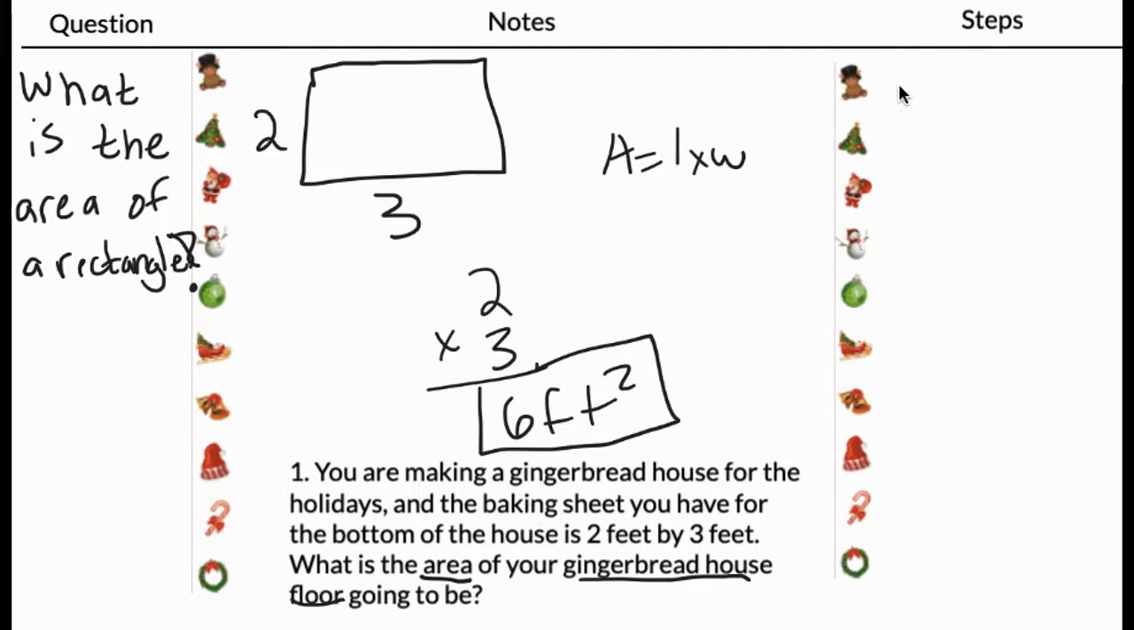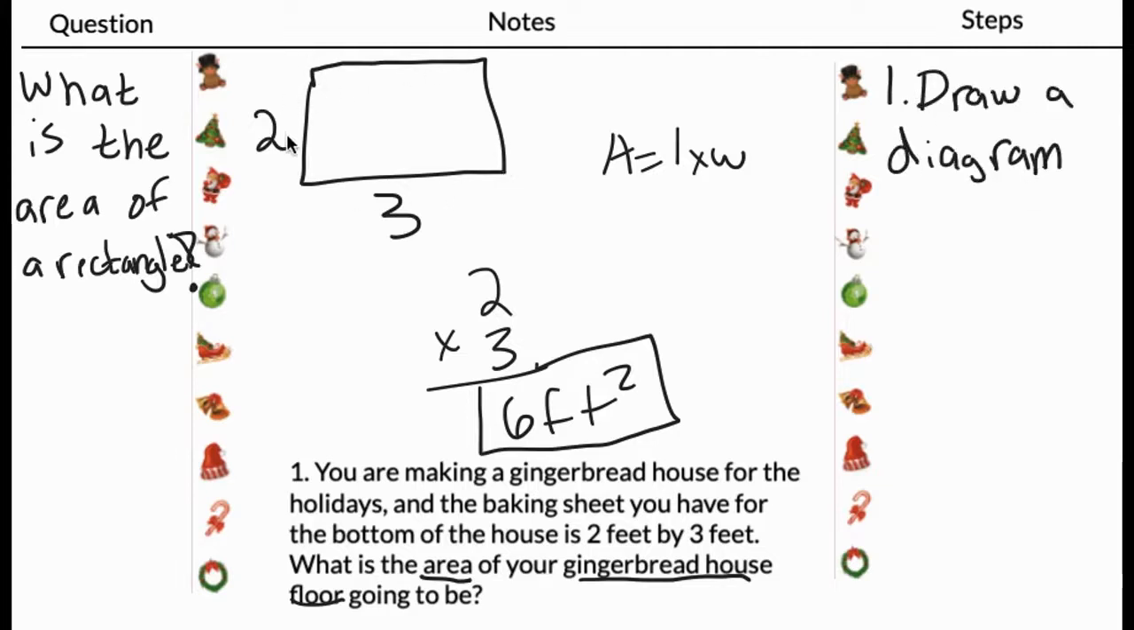So the next step is seeing, okay, I solved this problem. I'm going to look back at my notes and figure out, okay, what is it step by step that I did to solve this problem? So the first thing I did is, okay, I drew a diagram. I drew what this gingerbread house floor is going to look like.